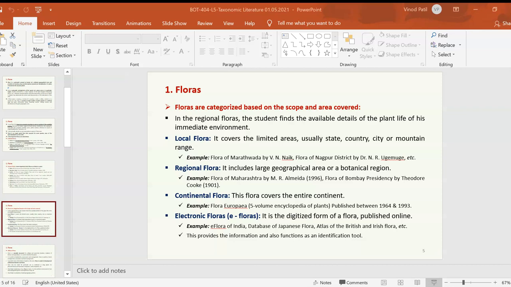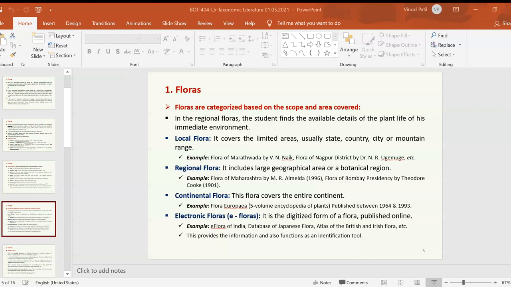Likewise, e-flora of many countries is available on the online mode. Database of Japanese flora, atlas of the British and Irish flora, etc. So these are the available forms of the e-floras, and one can have the details at a place. What was happening before the availability of this internet and other computers? The floras were kept at the institutes.